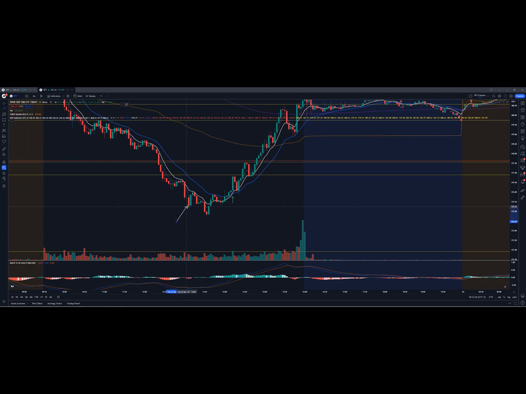So this would qualify as, we'll flip it upside down, we'll call this the left shoulder, and then I would call this the right shoulder, and then I would call that the head. And I would draw the neckline at a clear support, which is right there. And so you can see that that's where this head bounced. This is also where the shoulder bounced. This is also where the head bounced.